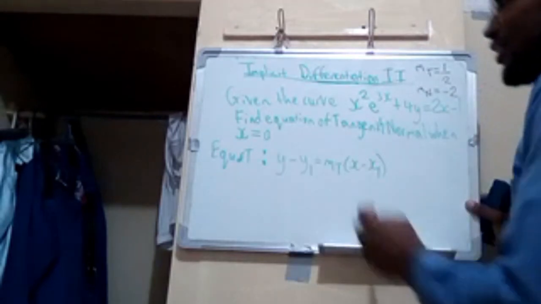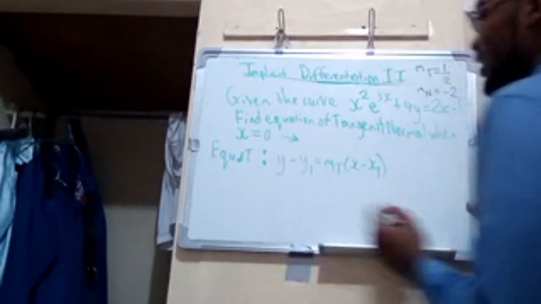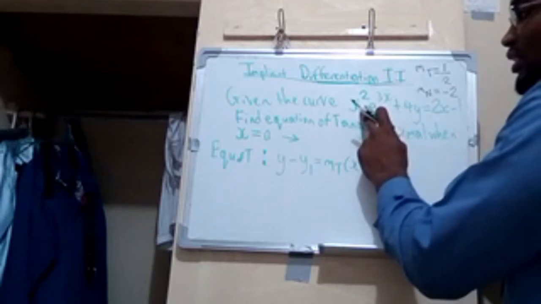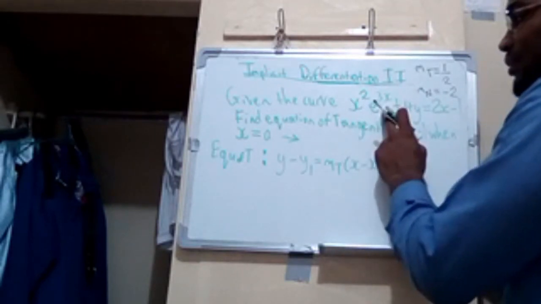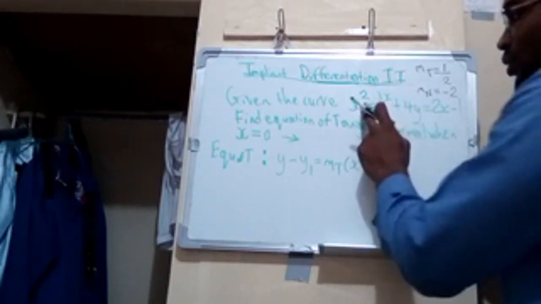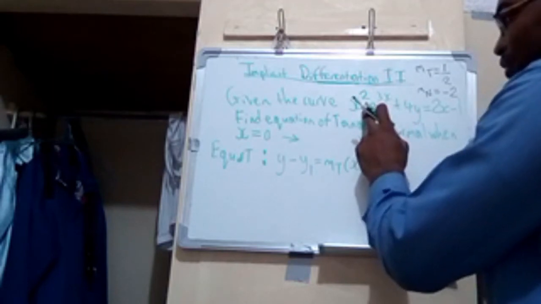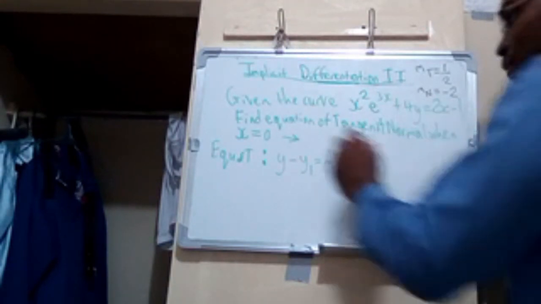So if x is 0, when you put in 0 here, you get 0 times e to the y, which is 0. So we're getting 0 plus 4 times y.